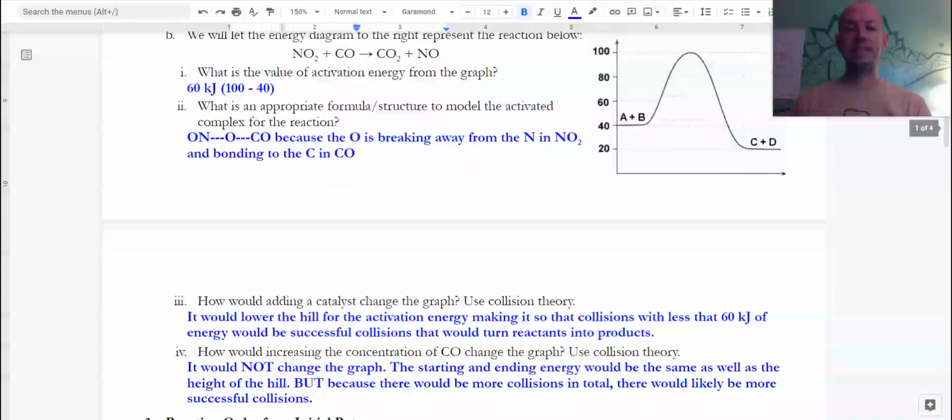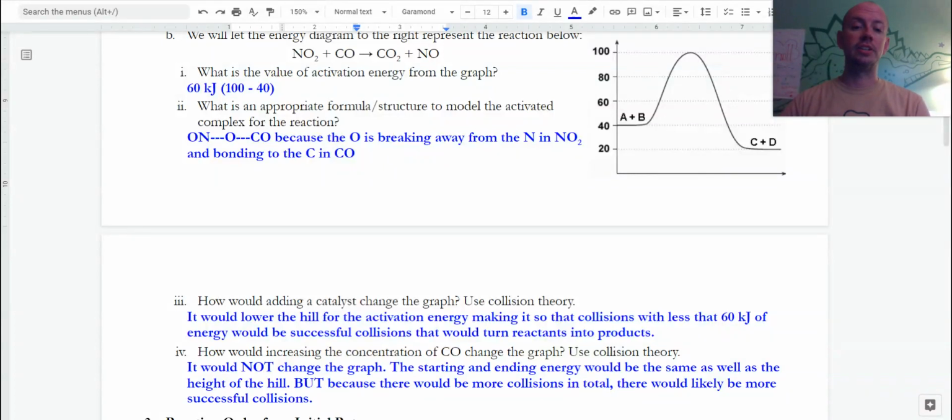If we were thinking still in terms of the graph and a catalyst, the catalyst would once again lower the hill. In terms of collision theory, that doesn't change the energy of our reactants nor our products. It doesn't make our particles move faster, but it does mean that a collision with less than 60 kilojoules of energy per mole would become a successful collision that would result in reactants turning into products.